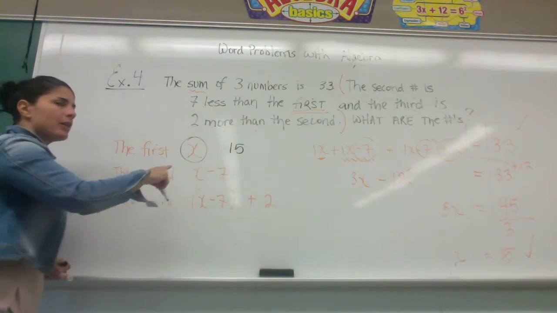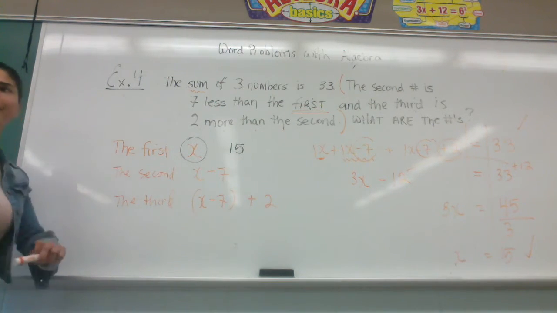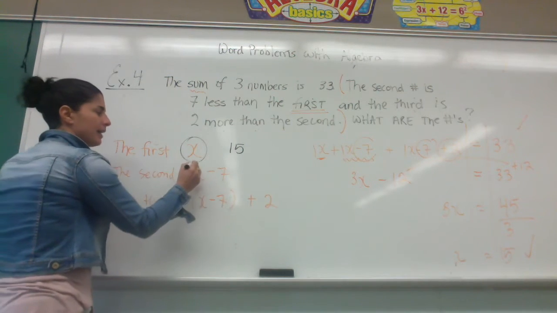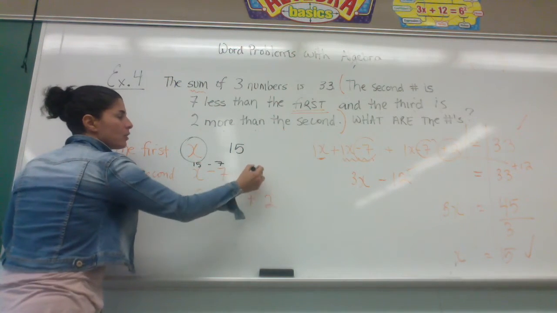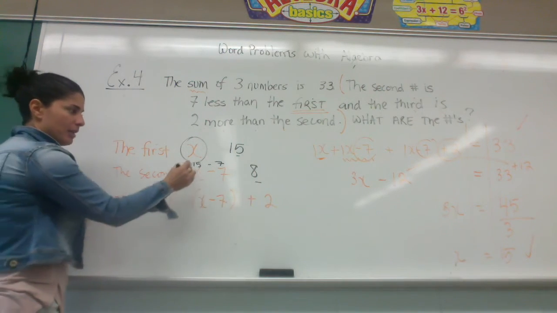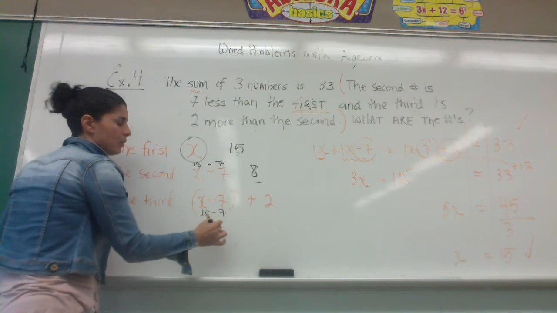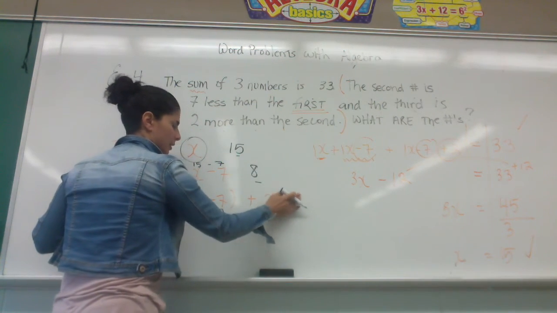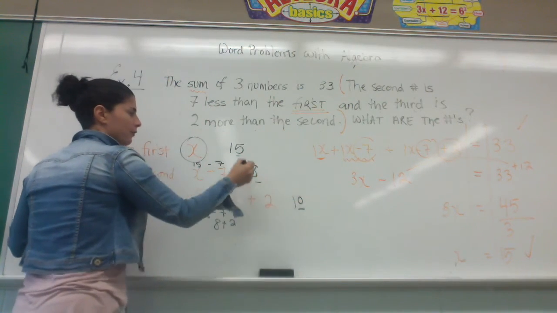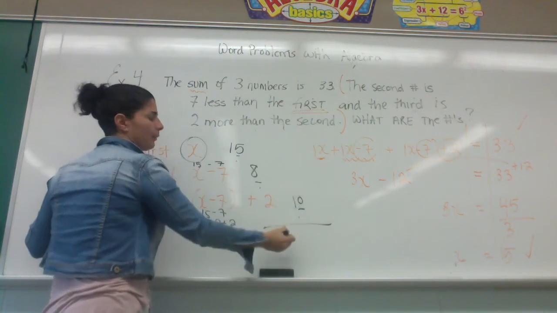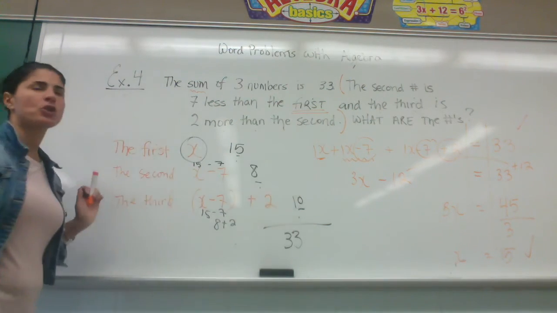Now, I'm just doing it here, but in reality, I want it in a final answer. The 3 numbers are, Miss, the first is 15. The second is 15 minus 7, so it's 8. My third number is 15 minus 7, which is 8, plus 2 means that my third number is 10. Let's check 15 plus 8 plus 10. What's the total? 33? Boom! So happy.